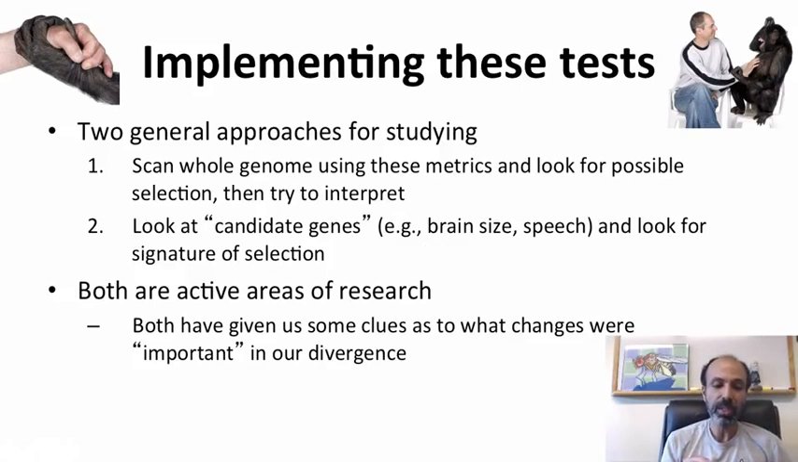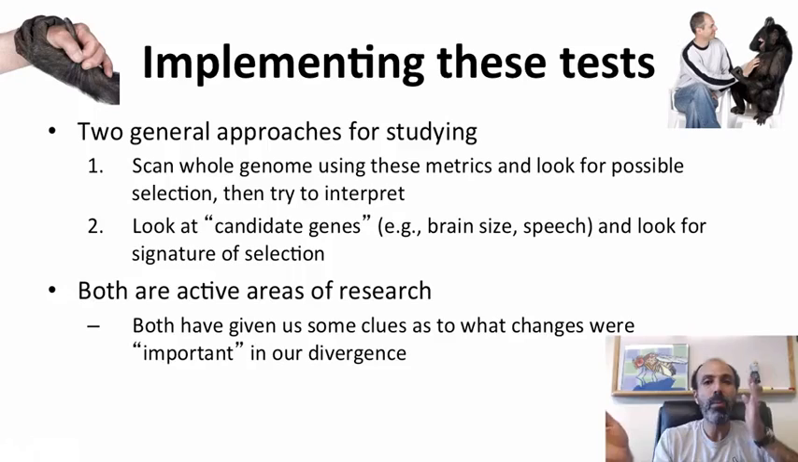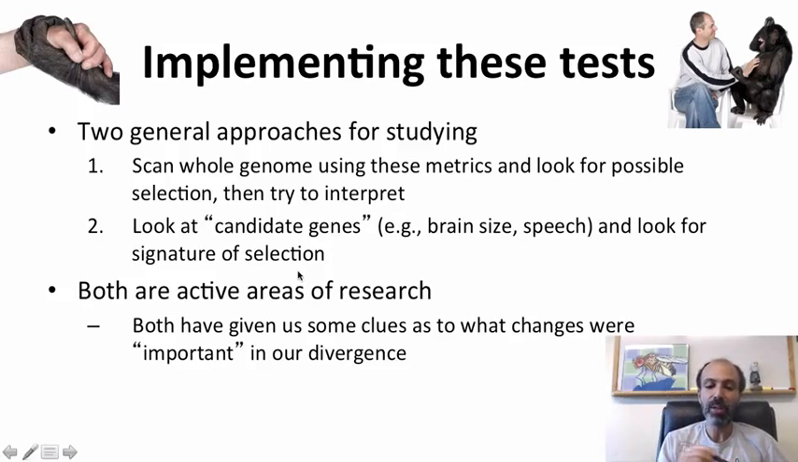There are two general approaches for studying. One is to scan the whole genome using these metrics and look for possible selection and then try to interpret it. Right? So that's like the picture I showed you there showing all the red and blue labeled genes. That's when we're just looking at everything and trying to interpret how much positive selection versus negative selection there is in the genome. The other is to look at candidate genes, to pick out the subset of genes that you know affect brain size or affect speech, and look for the signatures of selection at those, or maybe even individual genes. Now, both of these are active areas of research, and both of them have given us some clues as to what's been important in our divergence or the divergence of any other species that have been studied.